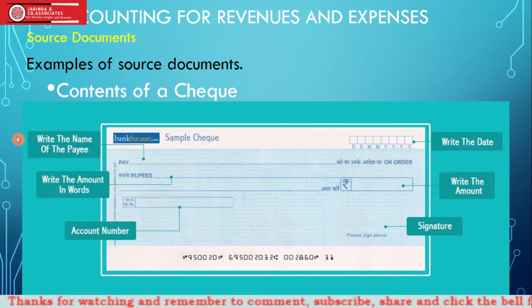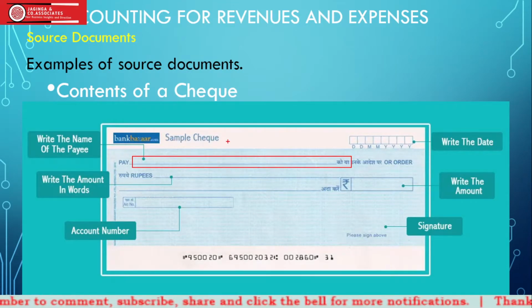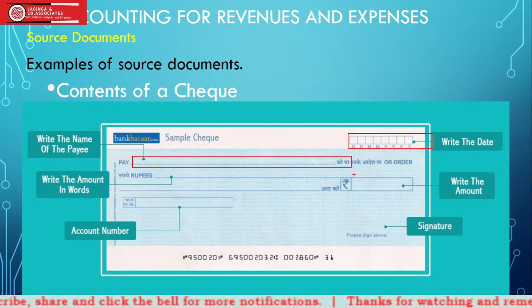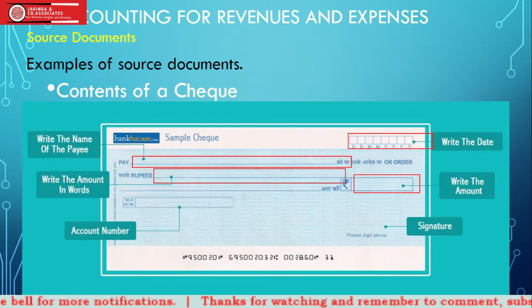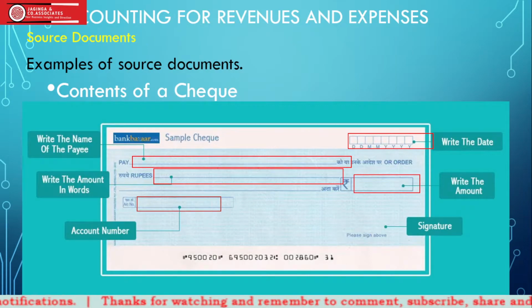So here is a sample of a check. We have a place where you must write the name of the person to be paid, the name of the payee. We have a place for the date. You must write a date. Then you have a place where you must write the amount in figures, and we also have a place where you must write the amount in letters, or in words. And then of course, the person who is being paid must write his bank account number in this place, the account number of the payee.